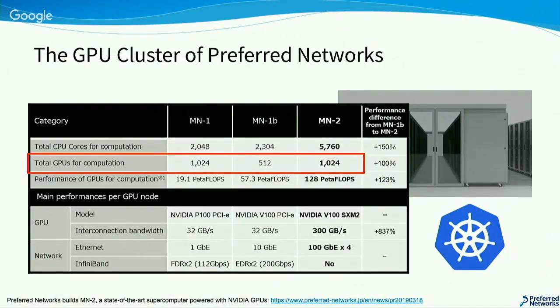First of all, let me introduce our GPU cluster. We have a huge GPU cluster, which has more than 1,000 GPUs in the on-premise side. And we run Kubernetes on the cluster. And more than 100 researchers run their machine learning jobs in Kubernetes every day.